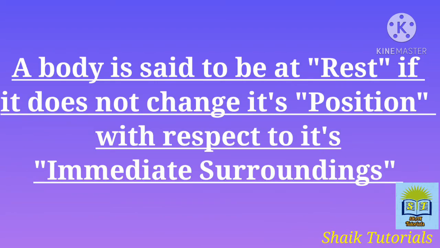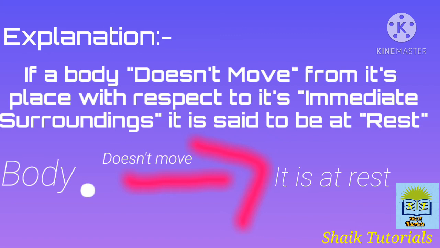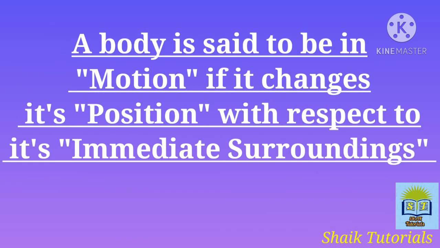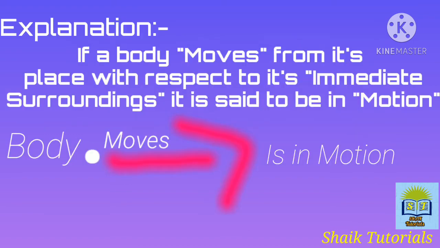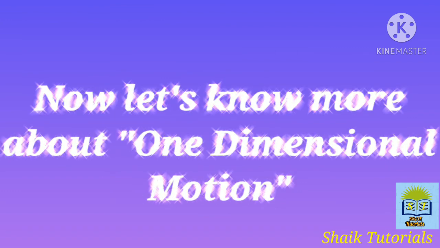A body is said to be at rest if it does not change its position with respect to its immediate surrounding. We call a body at rest if it doesn't move from its place with respect to its immediate surrounding. While a body is said to be in motion if it changes its position with respect to its immediate surrounding. This means a body is said to be moving if it moves from its place with respect to its immediate surrounding. Now, let's know one dimensional motion.